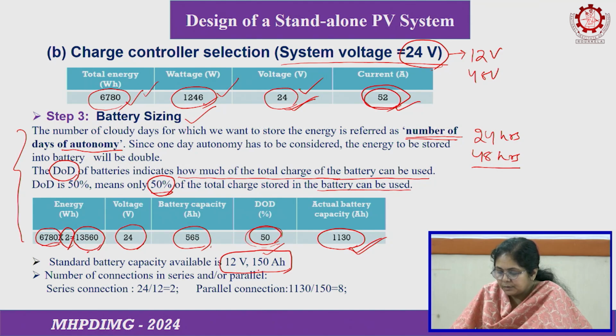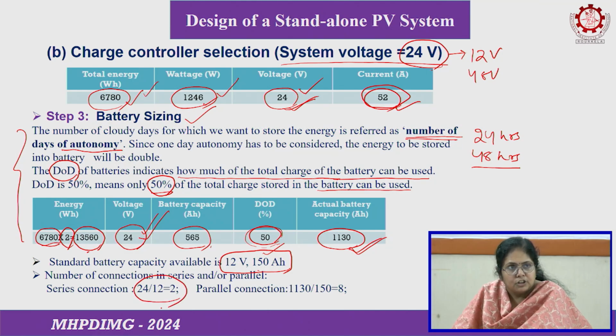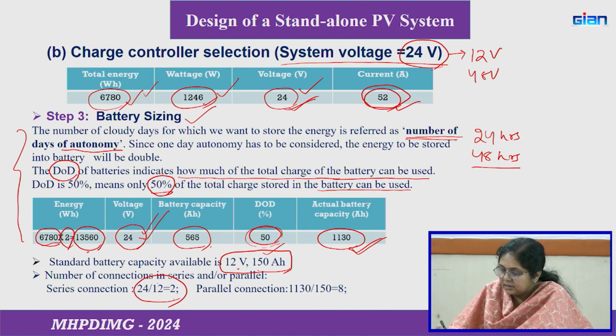So, for a 12 volt 150 ampere hour battery, your system voltage is fixed at 24 volt. Okay. So, the number of batteries to be connected in series is 24 by 12. So, 2 batteries you need to put in series because each is of 12 volt. And as the actual capacity of the battery is calculated to be 1130 ampere hour, the number of batteries to be connected in parallel is, each battery is of 150 ampere hour, so 1130 by 150, which is nearly 8 batteries to be connected in parallel. So, this is the sizing of the battery.